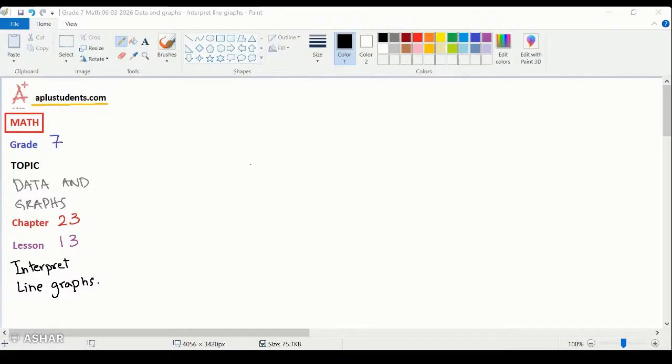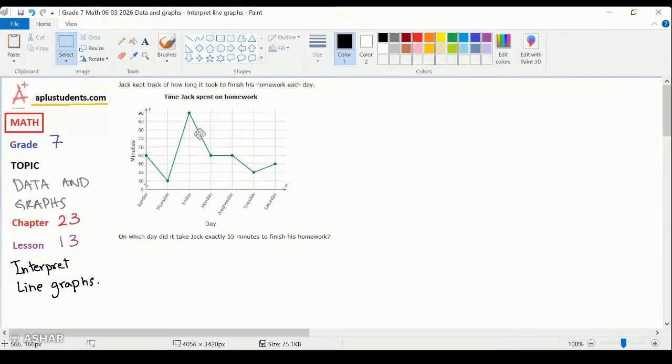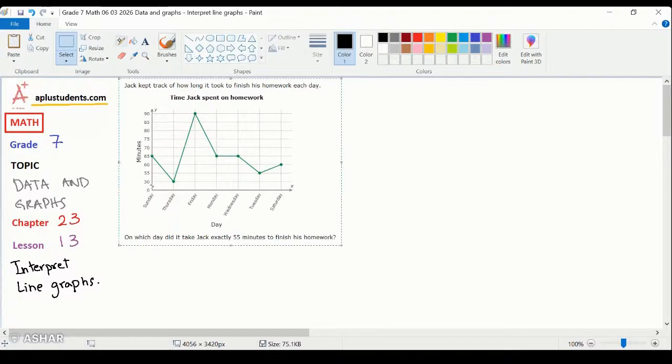The first question that we have is this, and let me just copy the question. Question number 1 says, let's try to read the line graph. Jack kept a track of how long it took to finish his homework each day. These are the days on the horizontal axis, that is the x-axis. On the y-axis, that is the vertical, we have the number of minutes it took him to complete the homework, right? So we can read this as on Saturday it took him 65, Thursday 50, and so on.